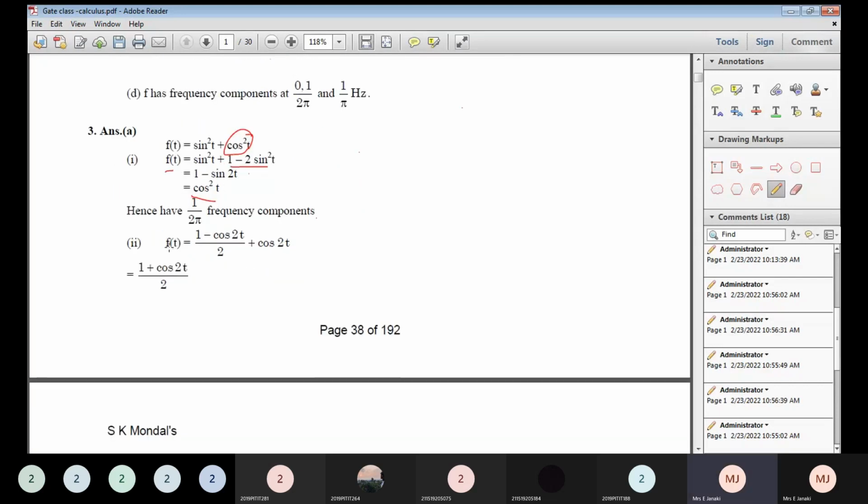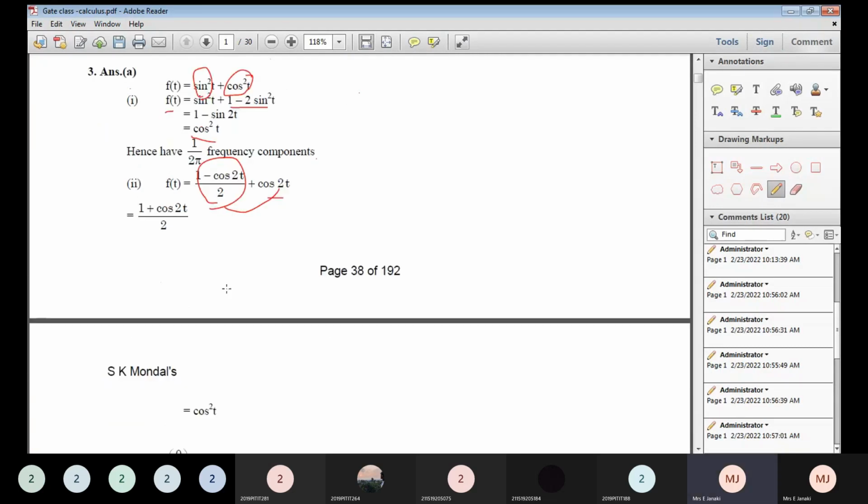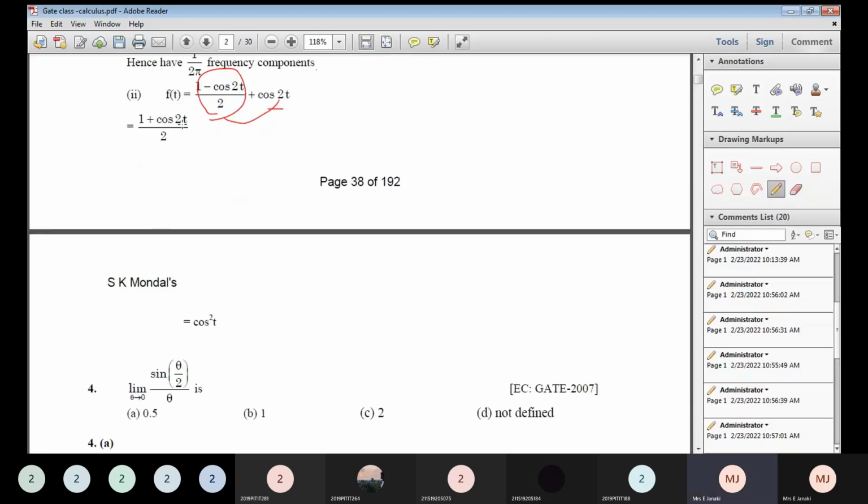Also, we can define it like this: for cos square t, write down the formula. What is the formula? 1 minus cos 2t divided by 2 plus cos 2t. When you simplify this, 2 cos 2t minus cos 2t, you'll get 1 plus cos 2t divided by 2. The numerator 1 plus cos 2t is 2 cos square t. Divided by 2, the 2 gets cancelled, and you'll get cos square t.